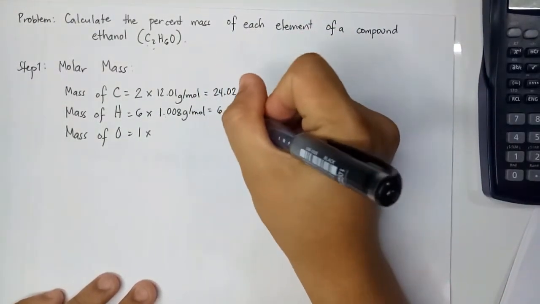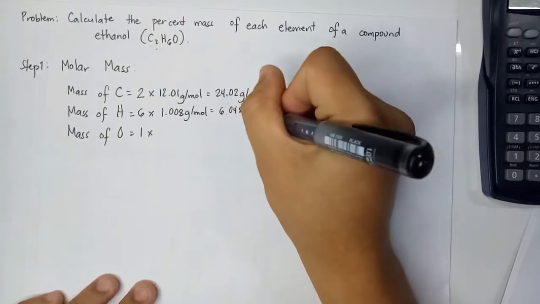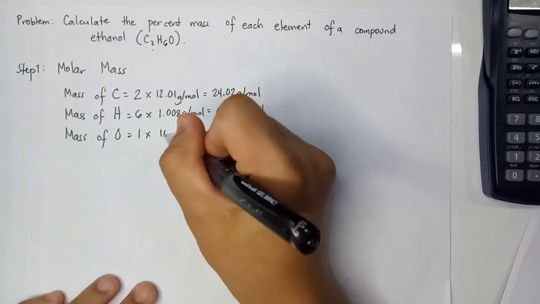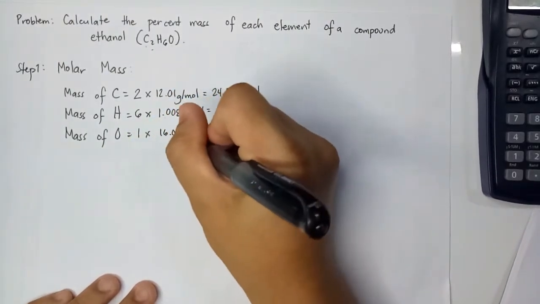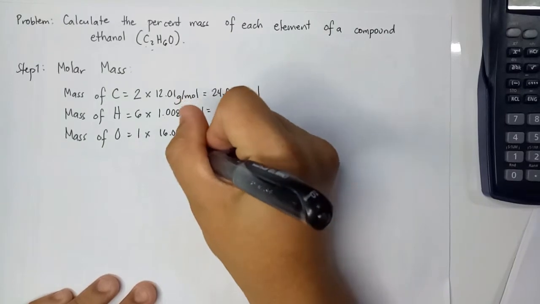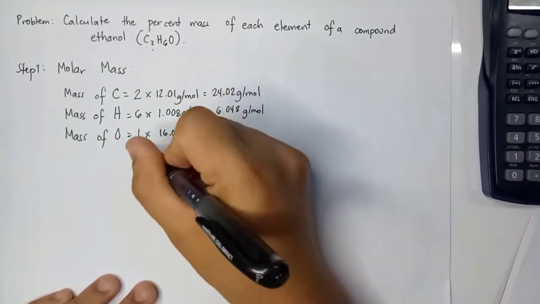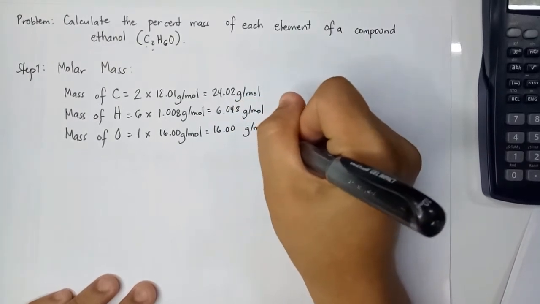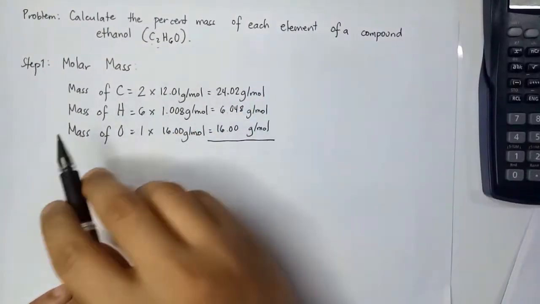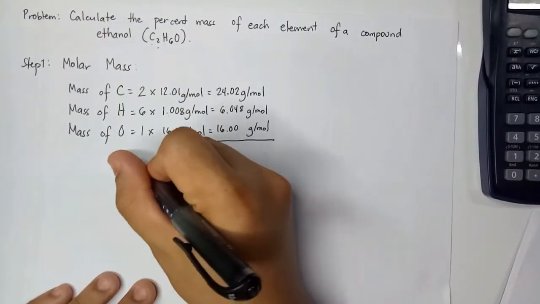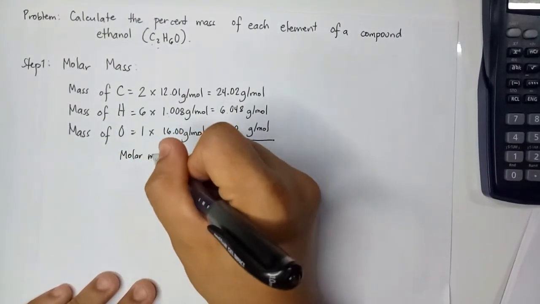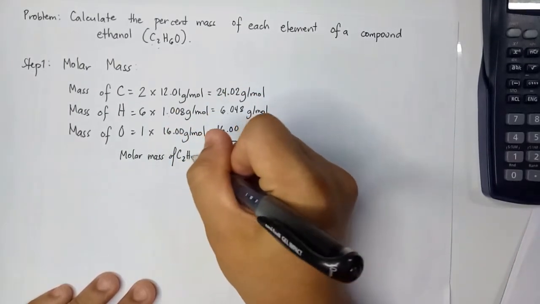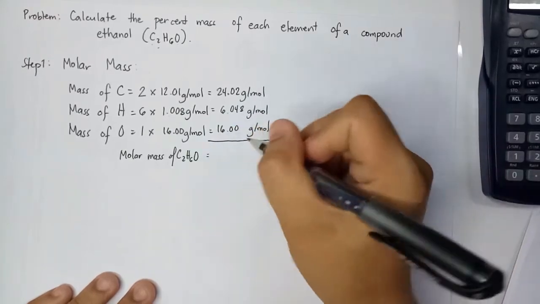So we have 6.048 gram per mole. The other one is 1. So 1 times 16, kasi ito ang mass of oxygen, gram per mole. 1 times 16 is 16.00 gram per mole. Now, to calculate the molar mass, i-add natin. So the molar mass of ethyl alcohol.